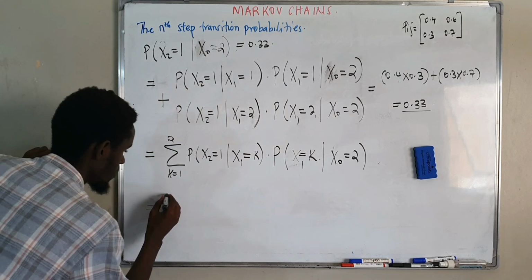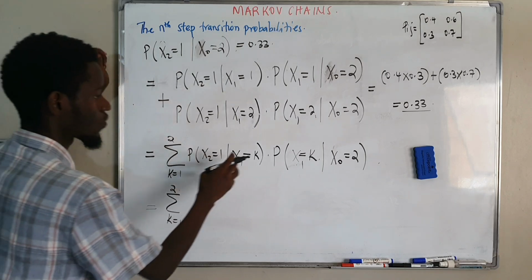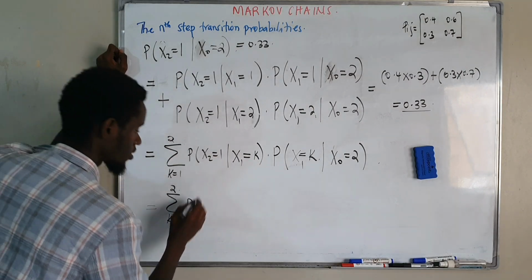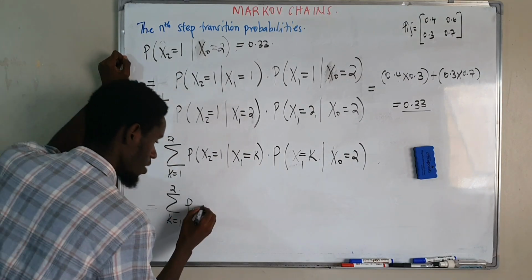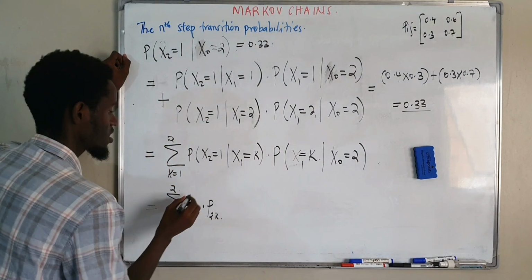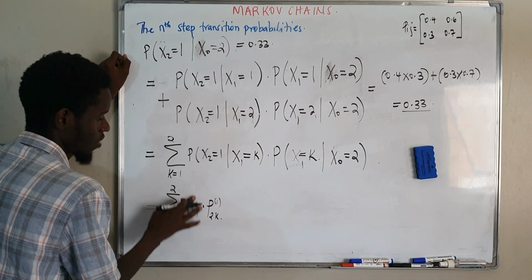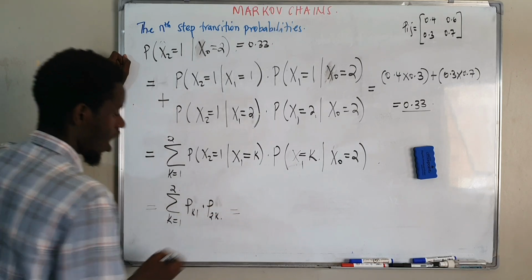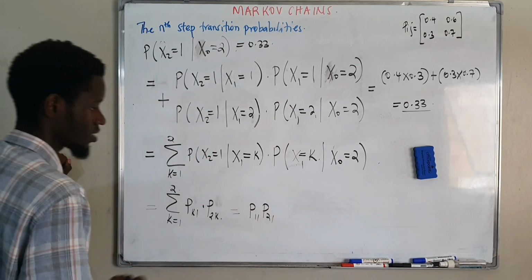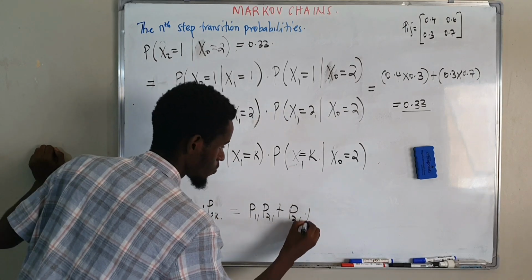Now this is the same thing as having a summation from k equal to 1, then 2. Since I'm transiting from k to 1, I can just write it as p k 1, times the probability of coming from 2 to k, p 2 k. Since the time period is 1 between 2 and 1, I just put 1 and 1 here. If k is 1, I'll have p11 times p21. Plus, when k is 2, I'll have p21 times p22.